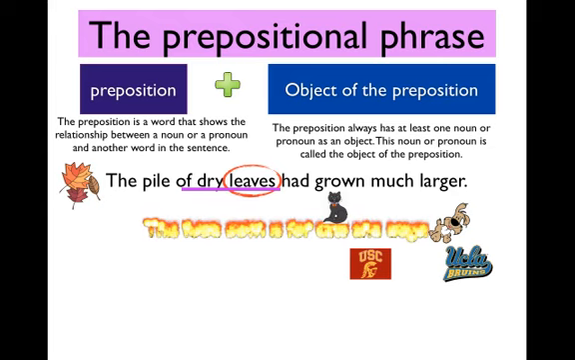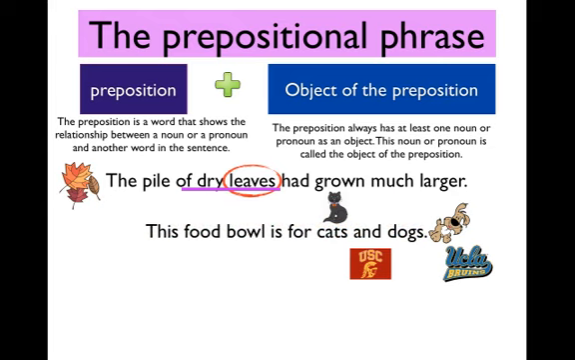Here's our next example. This food bowl is for cats and dogs. So in this example, for cats and dogs is our prepositional phrase. For whom or for what? Cats, dogs. So therefore, I circled the objects of the preposition. So sometimes your prepositional phrase can have more than one object of the preposition. In this second example, we have two things circled. We have two objects of the preposition.